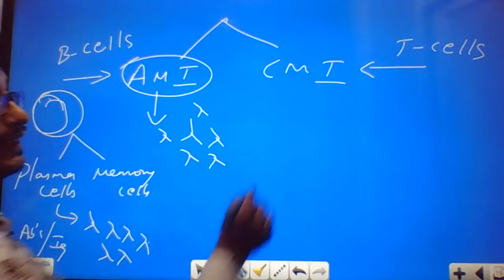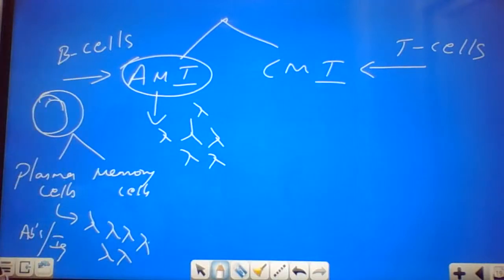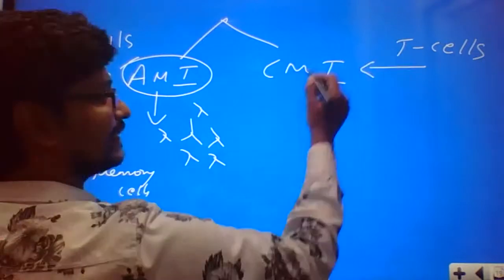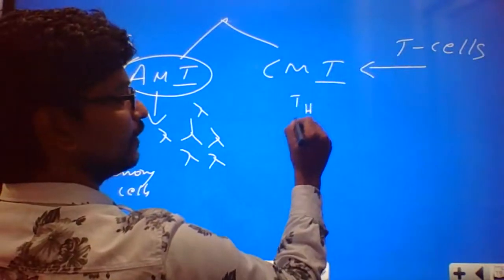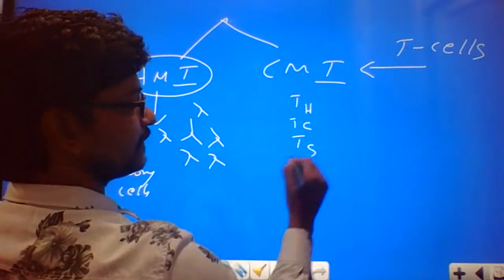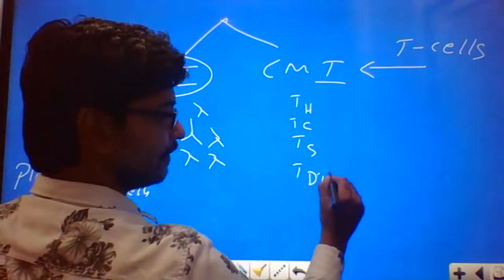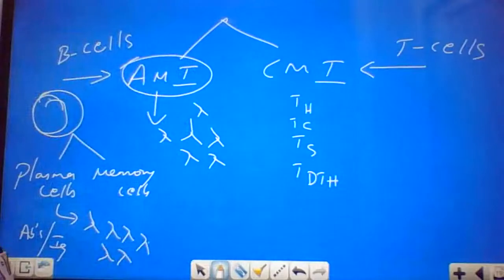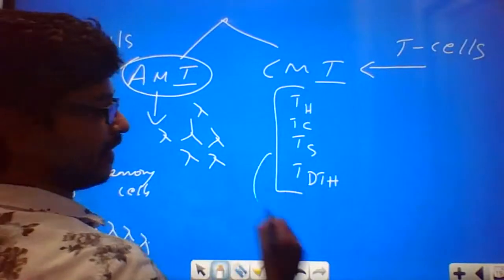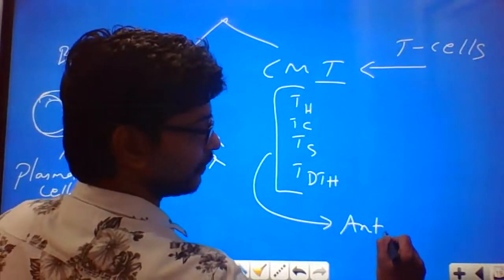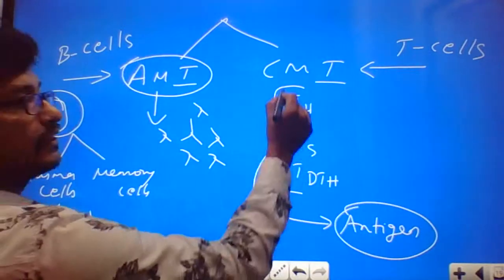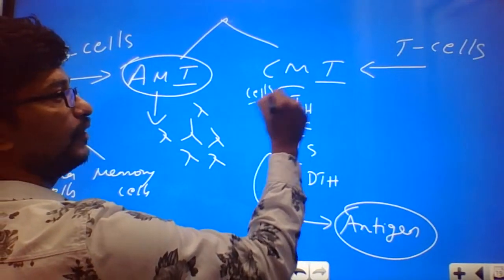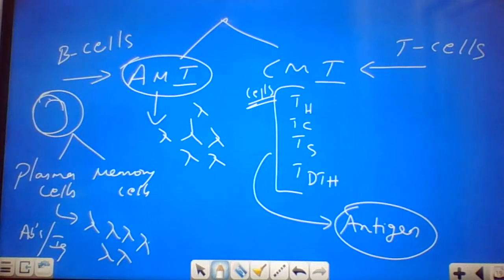Okay. Then cell mediated immunity. In cell mediated immunity, the T cells play a very important role. Here no antibodies. The T cells, another type of cells: T helper cells, T cytotoxic cells, T suppressor cells, T delayed type hypersensitivity cells. These four types of cells target the antigen. If it kills the antigen, right? So the immunity is mediated by means of the cells here. So this type of immunity we call cell mediated immunity.